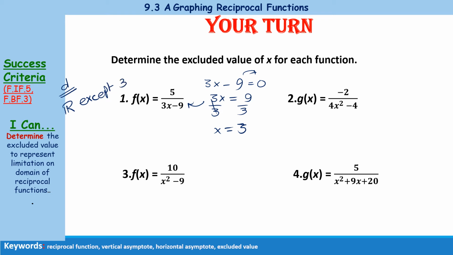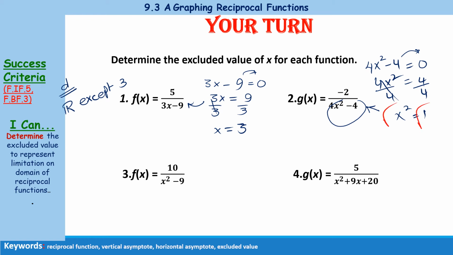Now, in the second question, we have to focus on the denominator, that is 4x squared minus 4. Make the equation equal to 0. Now bring the 4 to the other side, it will become positive 4, so 4x squared equals 4. In order to find the x squared value, divide both sides by 4, you will get x squared equals 1. Now, in order to get the x value, you have to take the square root on both sides. Remember, the square and the square root cancel.